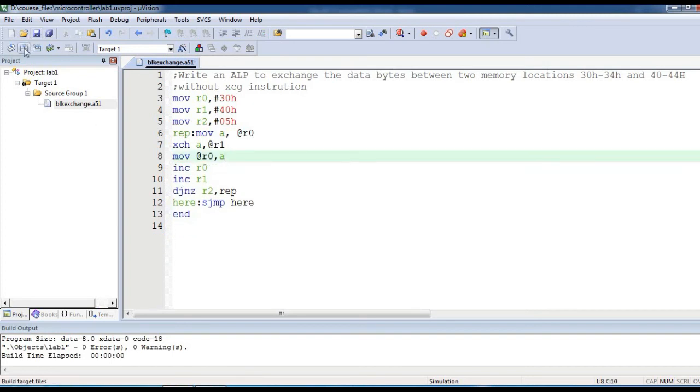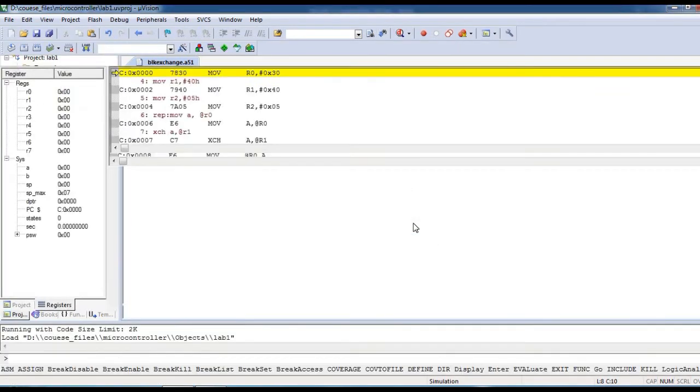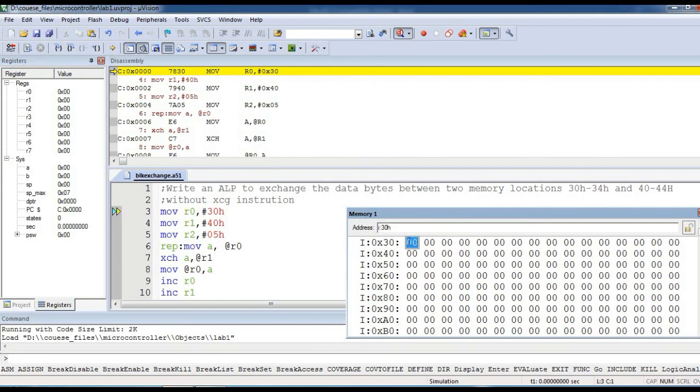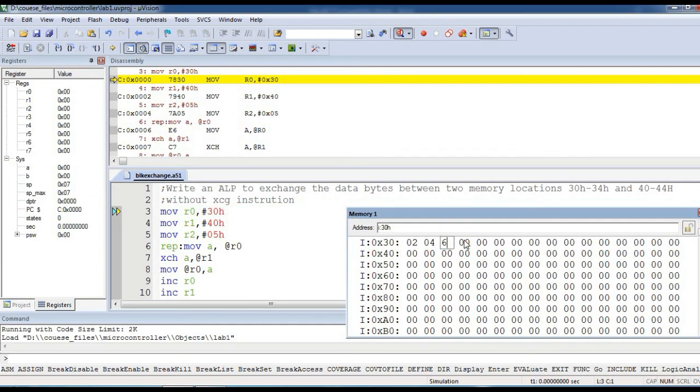We'll save this one, rebuild the program, and debug this. We'll fill the data, we'll assign some other data. Right? So the data is exchanged between the locations by using the exchange instruction.